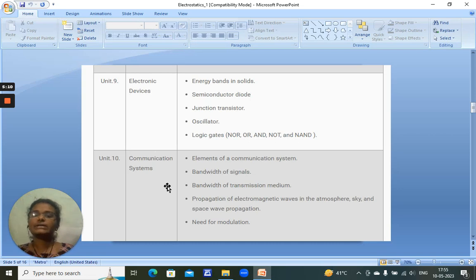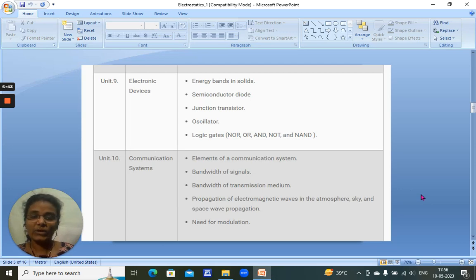Last one is unit 10, that is communication system, in which we will learn how the communication system works, what the bandwidth of signals is, what their range is, and how they behave. How do communication systems transmit, how do they perform the communication, how do they transmit the rays and everything in space. We will learn all these things. So this is the small introduction of what I am going to teach you for your CUET exams.